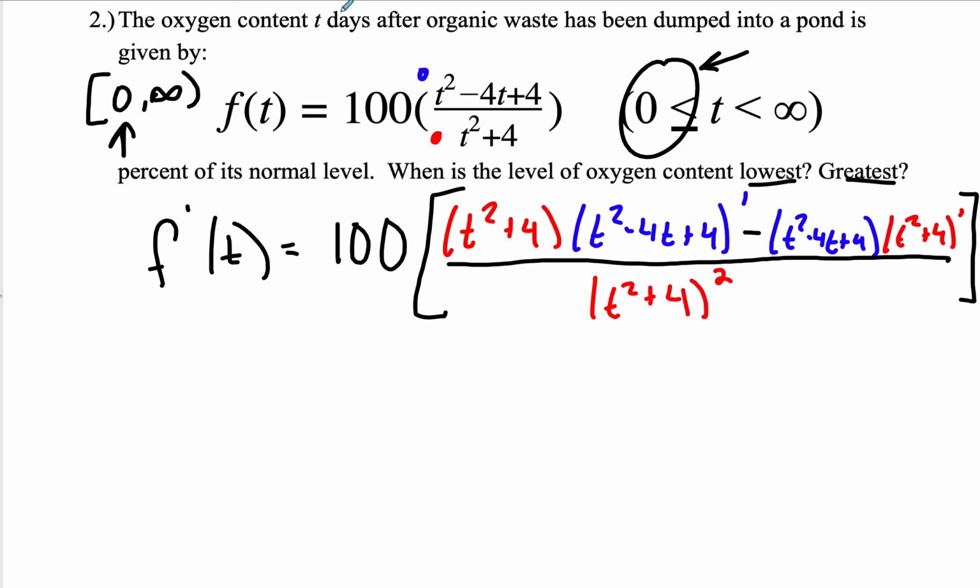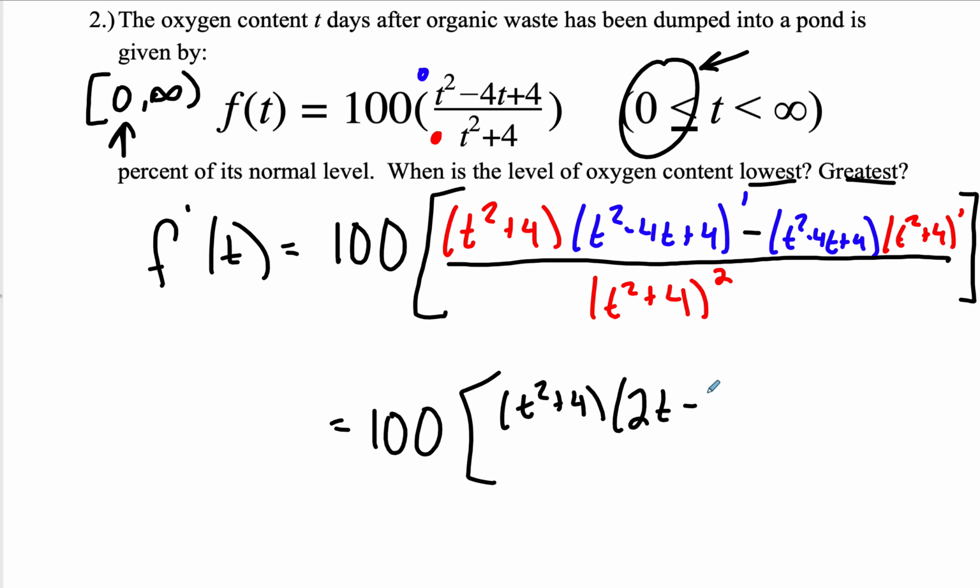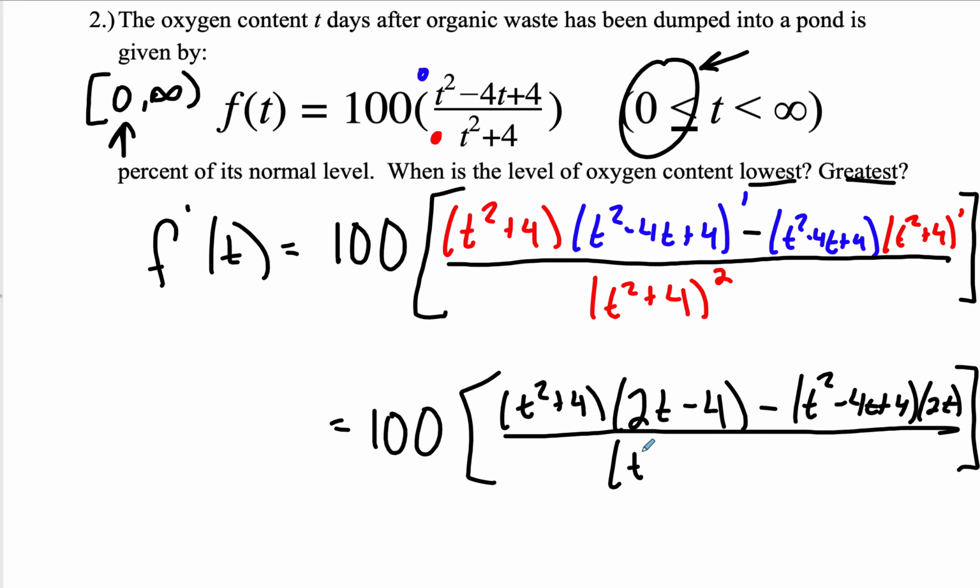From this point on, I'm going to go back to using black ink. I just want you to see how I broke that down a little bit with colors. So low stays the same. D high, so the derivative of t squared minus 4t plus 4, we use the power rule. High stays the same, t squared minus 4t plus 4. Derivative of t squared plus 4 is just 2t. Over the bottom squared again.